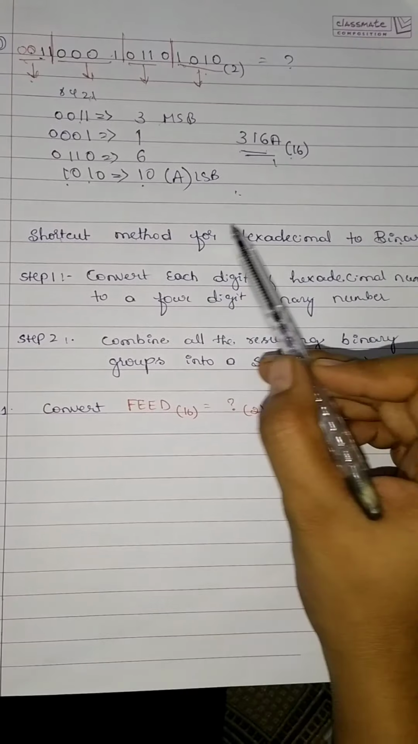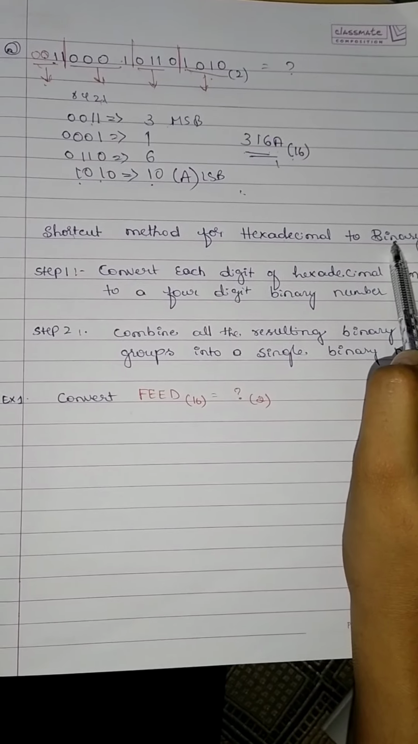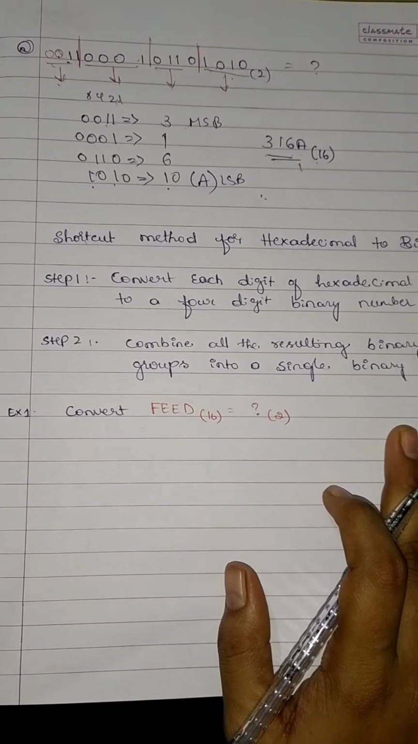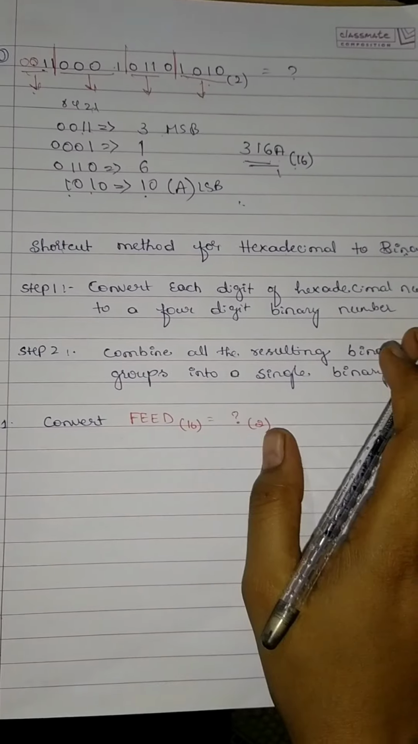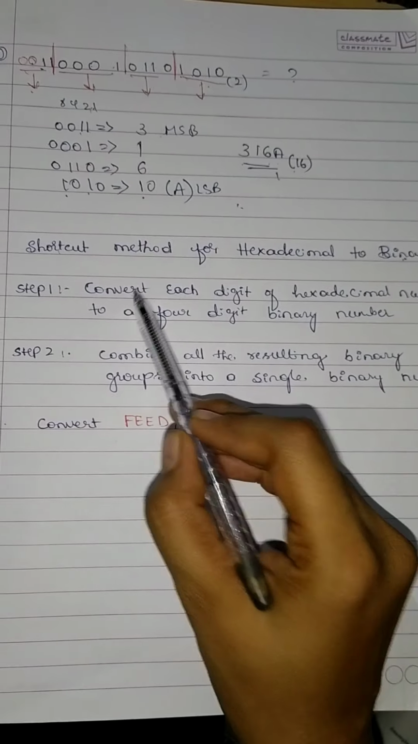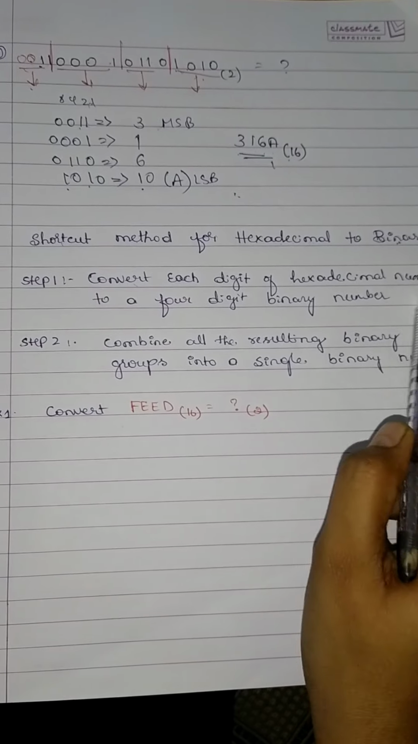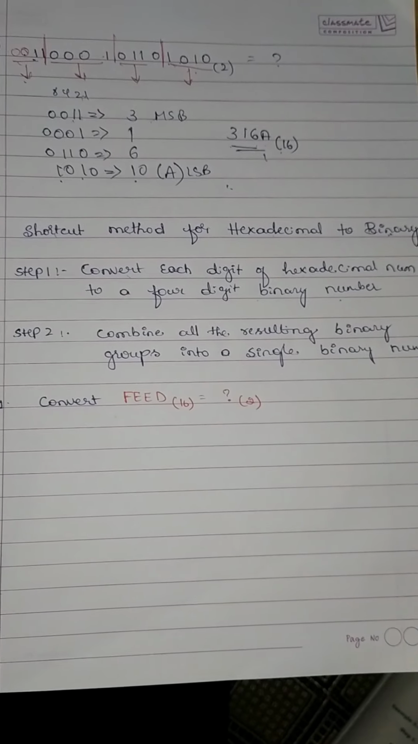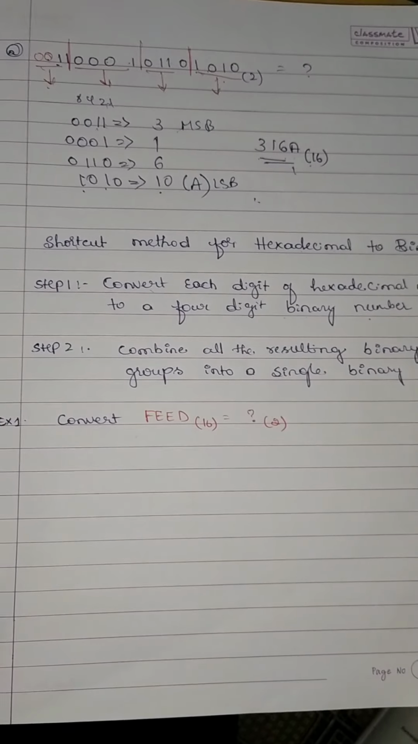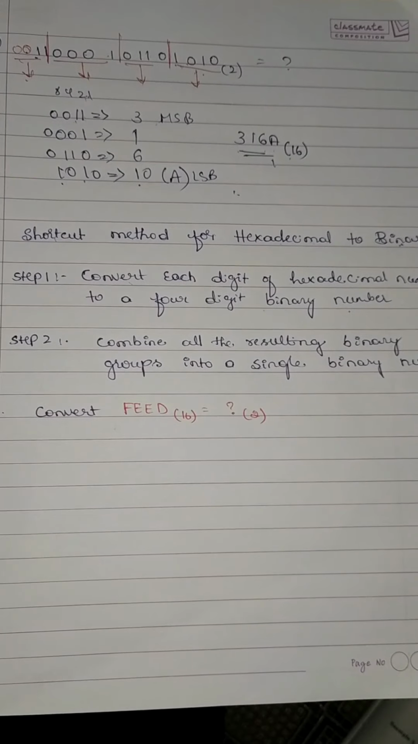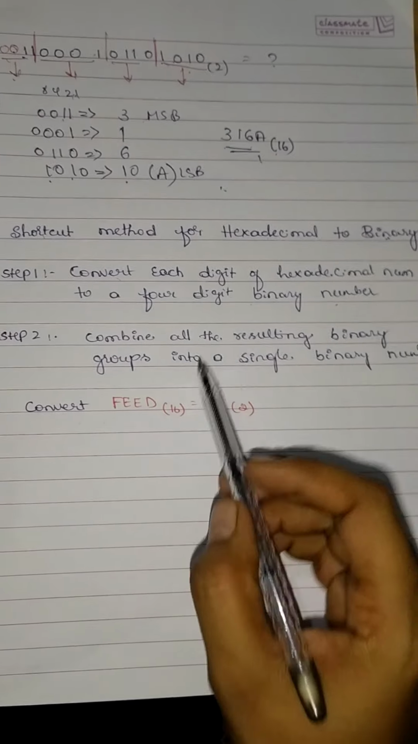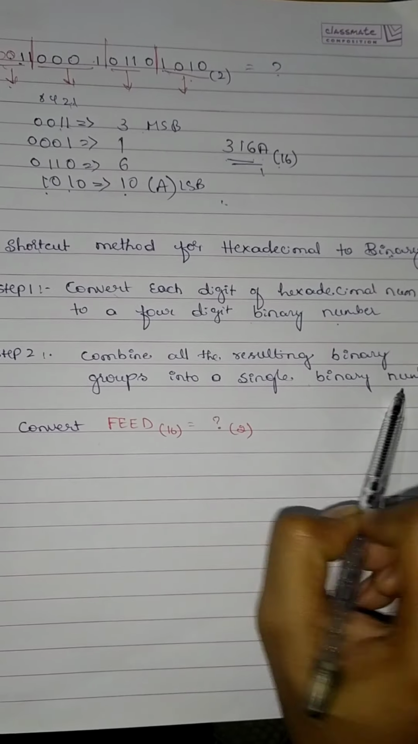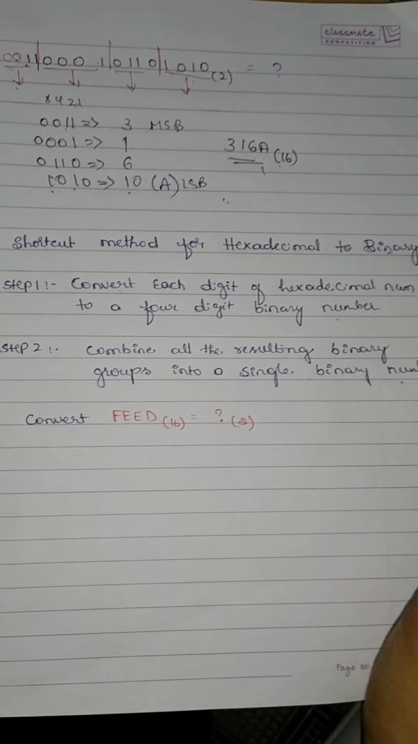Now we'll see a shortcut method for hexadecimal to binary conversion. This is just a reflection or reverse of binary to hexadecimal. We need to follow two steps. The first step is to convert each digit of the hexadecimal number to a 4-digit binary number. Then we need to combine all the resulting binary groups into a single binary number. Then we get the hexadecimal to binary number.